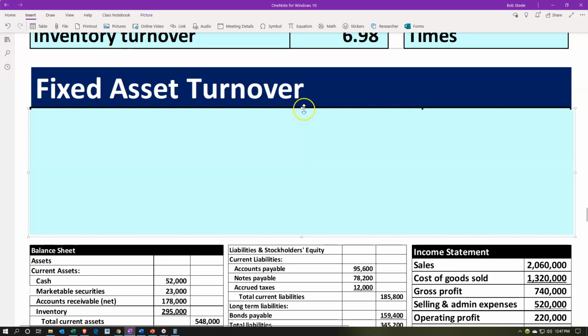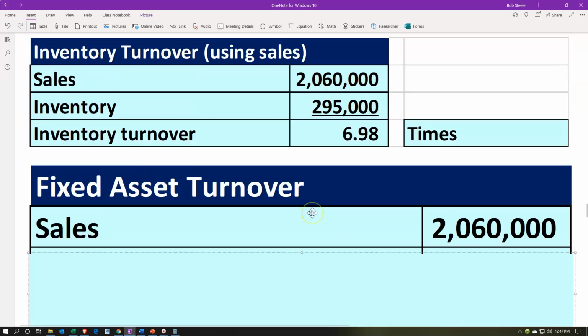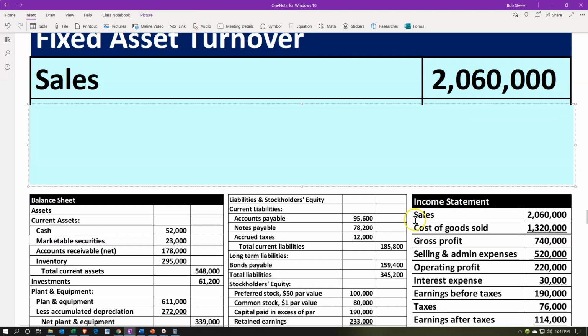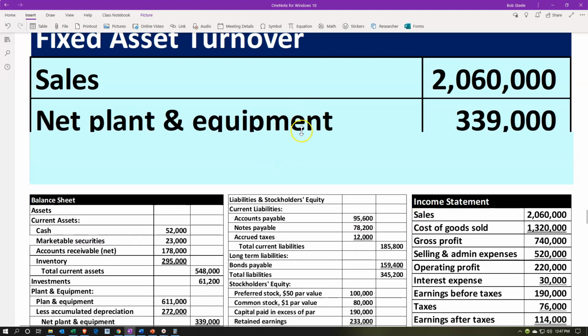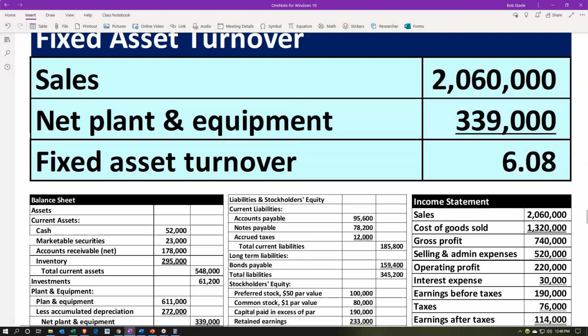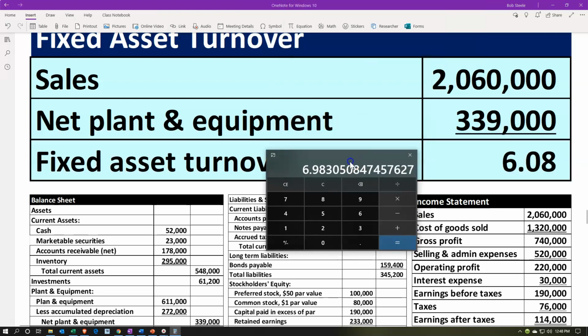Then we got the fixed assets turnover. That's going to be calculated as sales, once again, top line of the income statement, compared to the fixed assets, which you could think of as property, plant, and equipment, PP&E. They could be called depreciable assets. We're comparing to those long-lived assets, trying to see how efficiently we're using our property, plant, and equipment. So if we divide this out, we are going to say that we have the 2,060,000 divided by the 339,000. That's going to give us our 6.08 about, if we round this out.